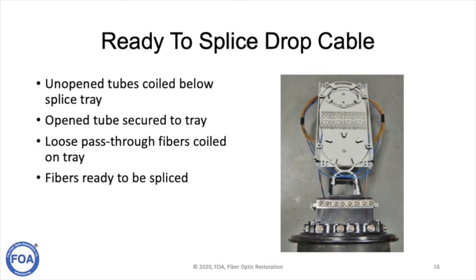Here's our splice tray ready to splice the drop cable in. The unopened tubes are coiled below the splice tray. The open tube is secured to the tray. The pass-through fibers are coiled on the tray and out of the way, and our fibers to be spliced to the drop cable are separated. Now we attach the drop cable to the splice closure, separate out the fibers we want to splice, and make our splices.